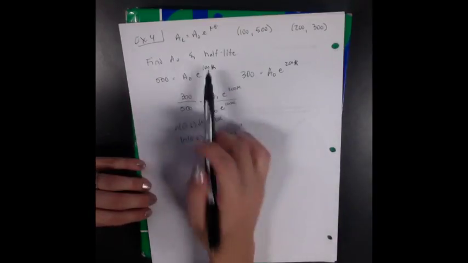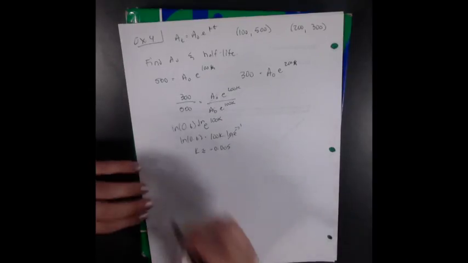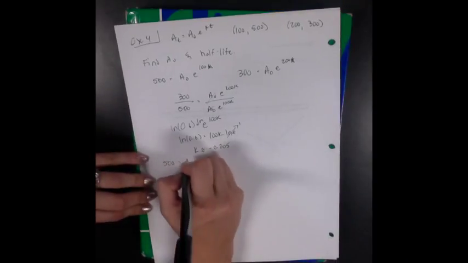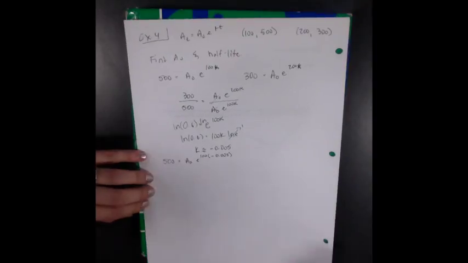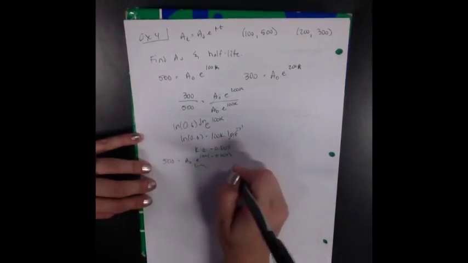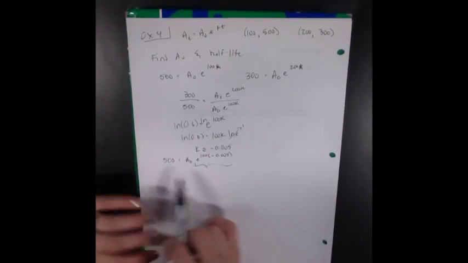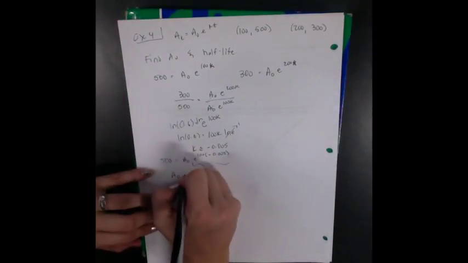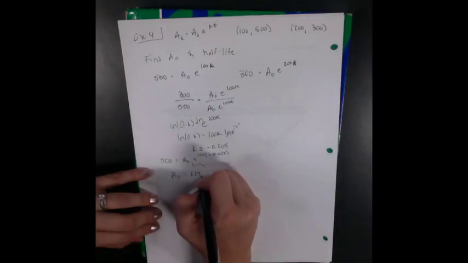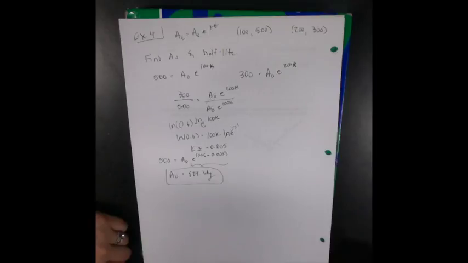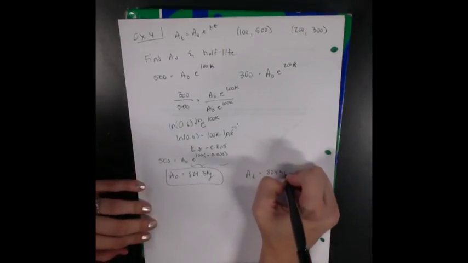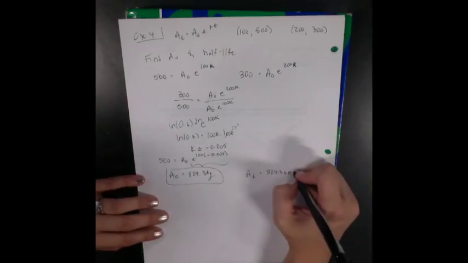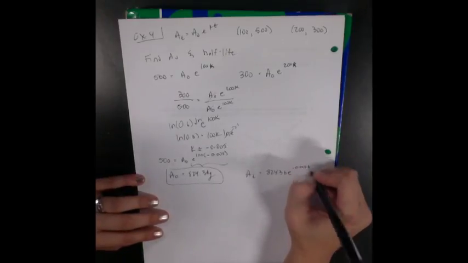I can plug in k into one of these equations to solve for a naught. So 500 equals a naught e to the 100 times negative 0.005. This value here is just a number that I can divide by to get a naught. And I get that a naught is 824.36 grams. So my equation, a sub t, is 824.36 e to the negative 0.005 t.